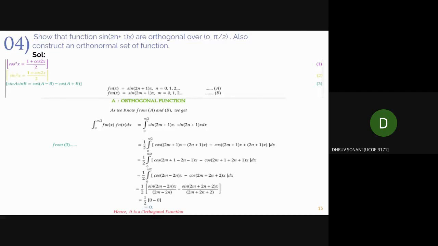By integrating this equation, we get half of sin((2m minus 2n)x) upon (2m minus 2n) minus sin((2m plus 2n plus 2)x) upon (2m plus 2n plus 2), with limit 0 to pi by 2. Now by applying the limit 0 to pi by 2, we get the final answer 0. Hence the functions are orthogonal.